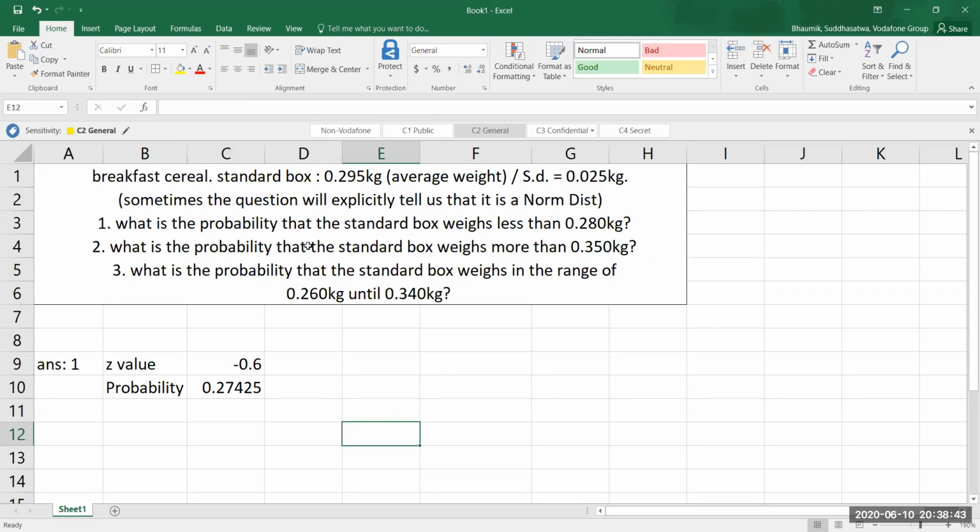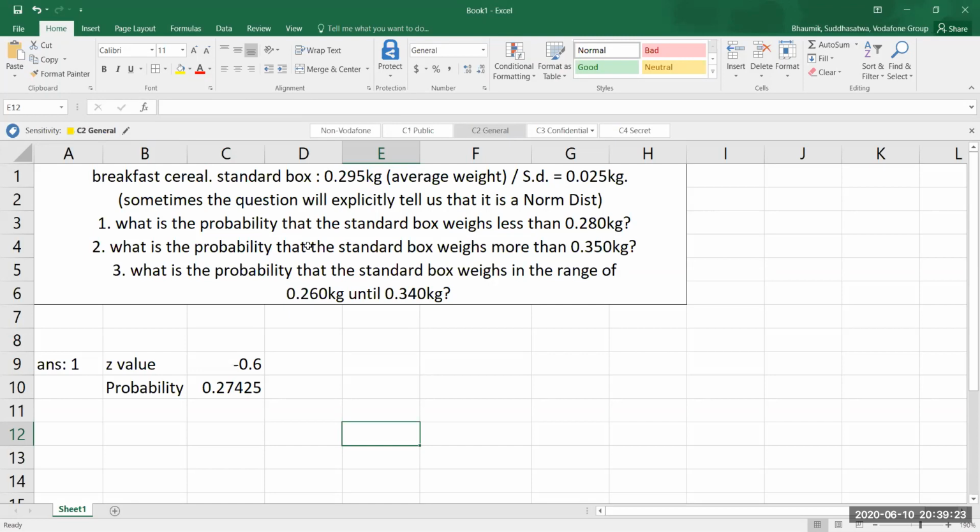Just to repeat the question, we have breakfast cereal standard boxes. The company claims 295 gram is the average weight, with a standard deviation of only 25 gram. Sometimes the question will tell us explicitly that it is a normal distribution, but in this case, for the sake of using this formula, we have proactively admitted that this is a normal distribution, basis which we are trying to answer three questions. Question number one: what is the probability that a standard box, if I pick any box in the supermarket, is going to have items inside which weigh less than 280 grams?